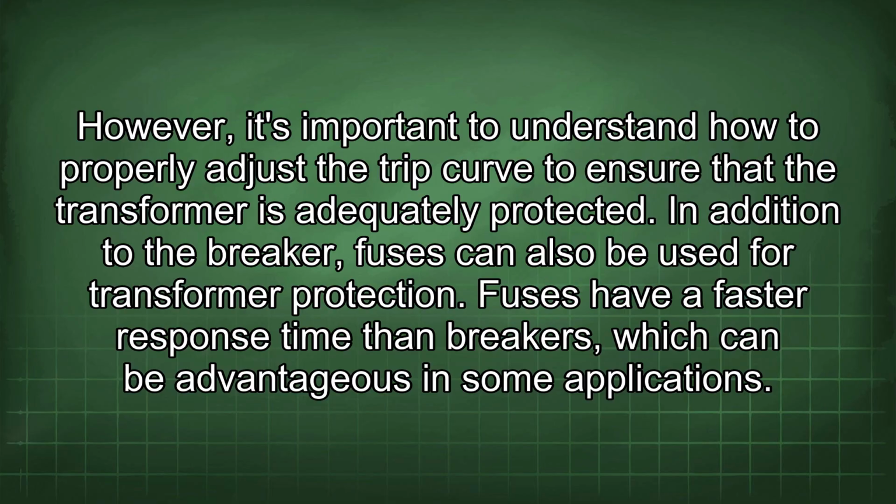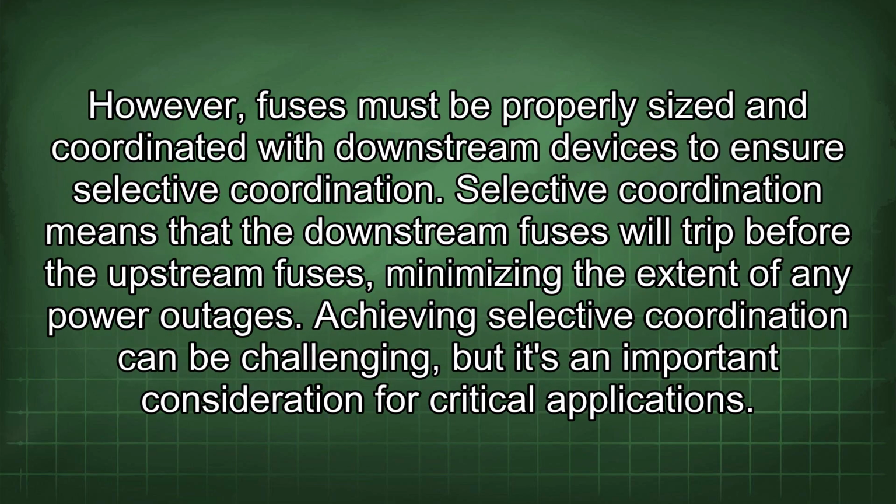In addition to the breaker, fuses can also be used for transformer protection. Fuses have a faster response time than breakers, which can be advantageous in some applications. However, fuses must be properly sized and coordinated with downstream devices to ensure selective coordination. Selective coordination means that the downstream fuses will trip before the upstream fuses, minimizing the extent of any power outages. Achieving selective coordination can be challenging, but it's an important consideration for critical applications.